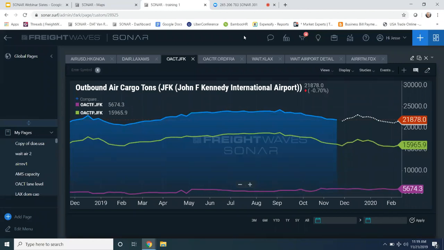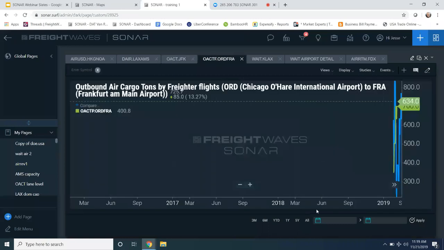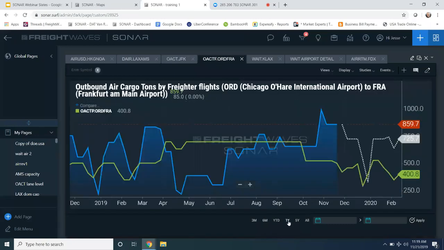So the additional ability that we have with the OACT data, and I should note that we also have the ability to show this data into New York. So into New York by freighter, into New York by passenger, and into New York total. And those figures are typically very close to one another. But we have the ability to look at lane level detail. So here we have Chicago to Frankfurt in blue, and this is by freighter capacity going back basically a year, and again, going forward about 12 weeks.